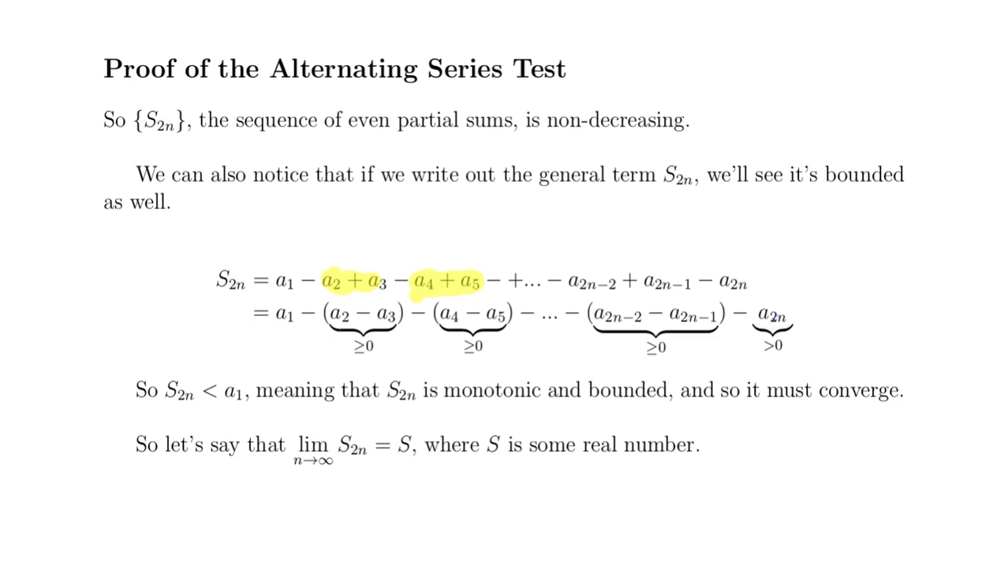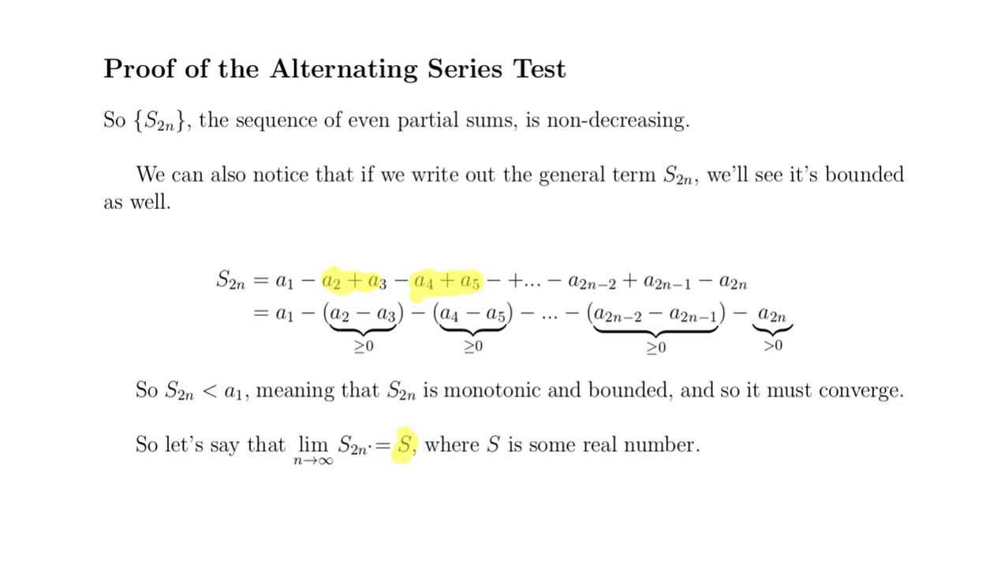So what that means is that s sub 2n has to be smaller than a sub 1 because we just subtracted off a whole bunch of non-negative stuff. All right, so there, we have an upper bound. So s sub 2n is monotonic and bounded. Bang, this thing has to converge. That's good. The sequence of even partial sums, we can say, converges to some number s. So we've got this limit, and whatever that limit is, I don't really care. It's just a real number. We'll call it s. Cool.